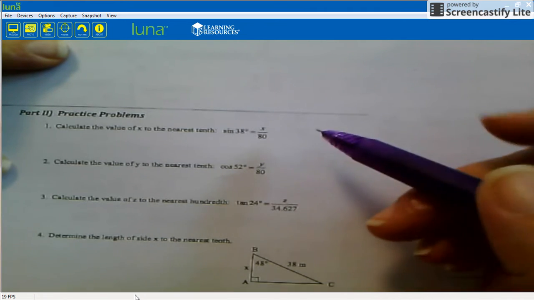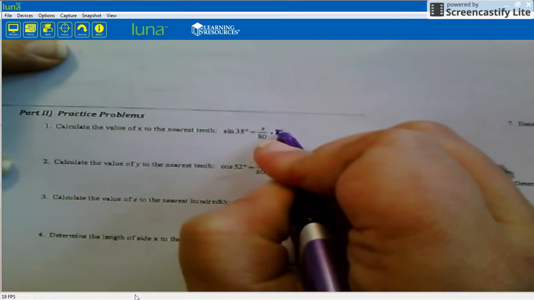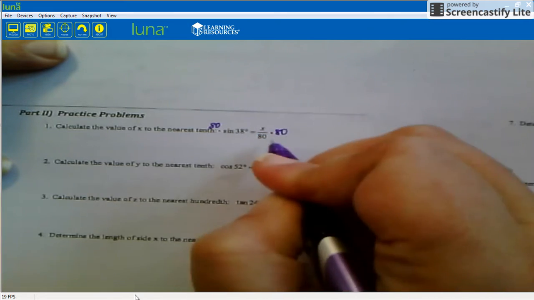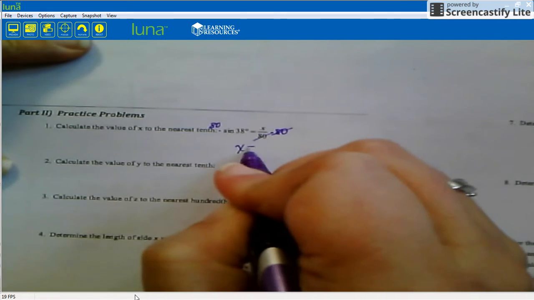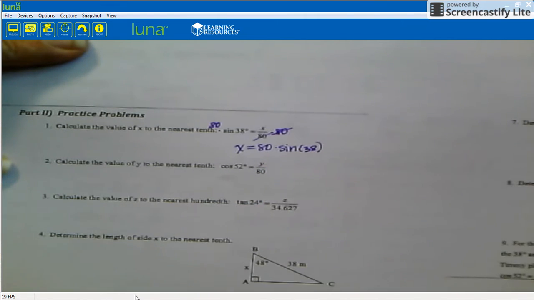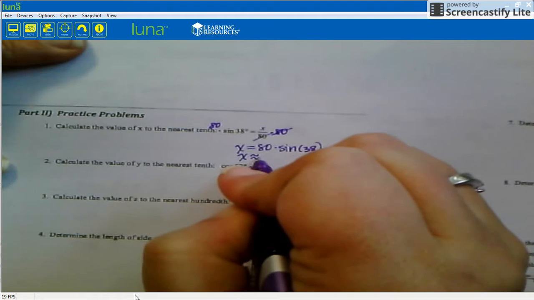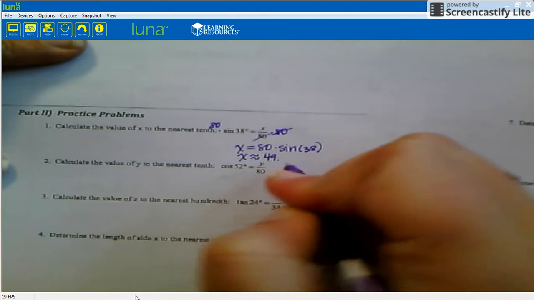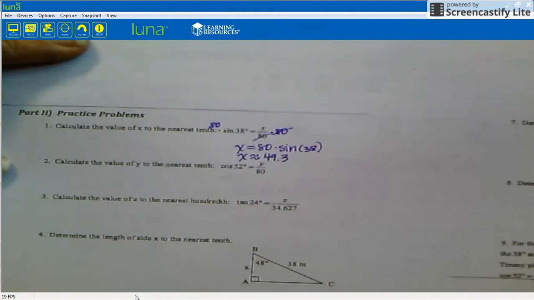So with this, we're just going to solve for x. To do that, I'm going to multiply both sides by 80, and x is equal to 80 times the sine of 38. So we have 80 times the sine of 38. And this is going to give me approximately 49.3.